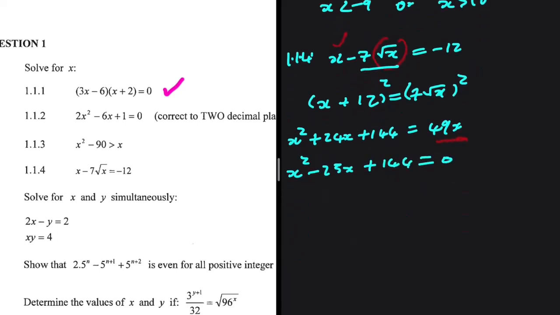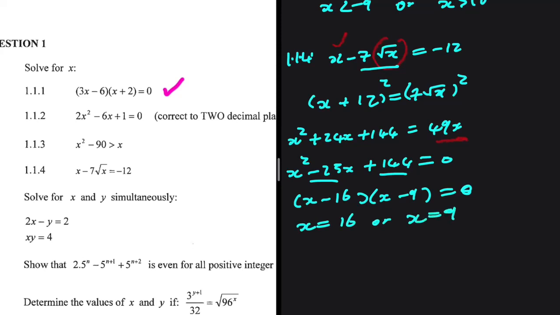So now we just need to factorize this. We're asking ourselves the same question again. Which two numbers do we multiply and get 144, but when we add them, we get minus 25? That is minus 16 and minus 9. So we're going to have (x - 16)(x - 9) being equal to 0. So x is equal to 16 or x is equal to 9.